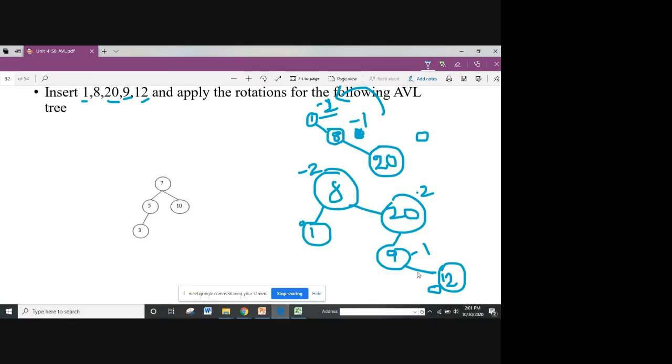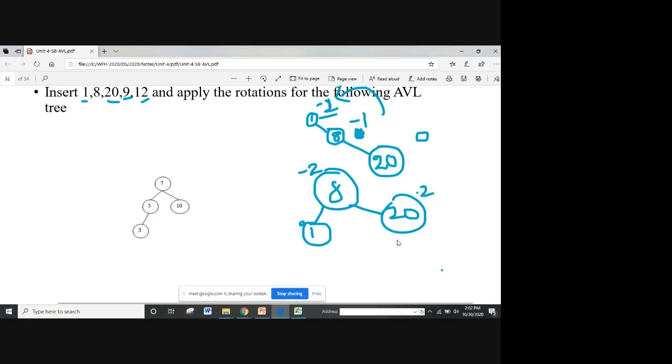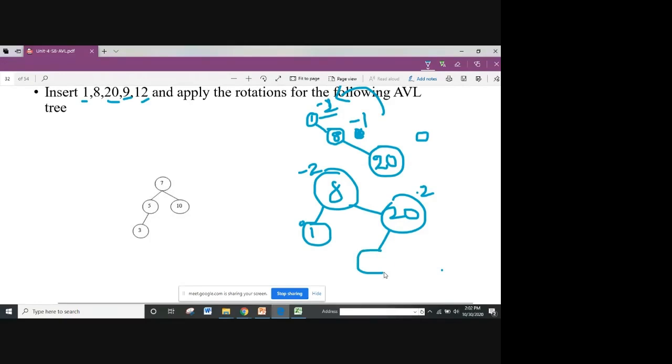So where will I rotate? Left. So insertion is in the right side, which means rotation will be in the left side. So how will I get my tree now? This side I will get 12, and this side I will get 9.